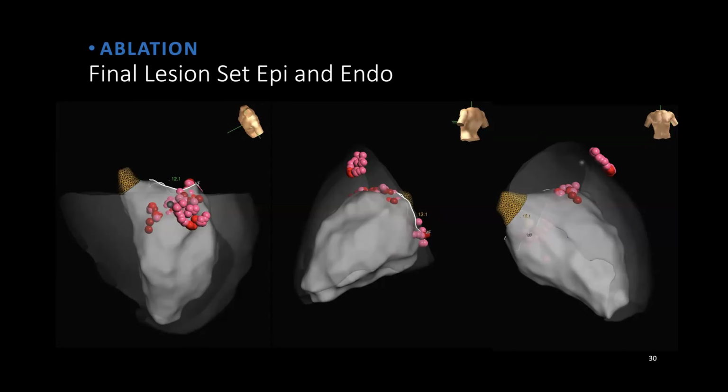Just want to say terrific case, Alejandro. It's a very complex case, and nice job putting it together. Thank you. So other things, thank you so much, Dr. Renwala.